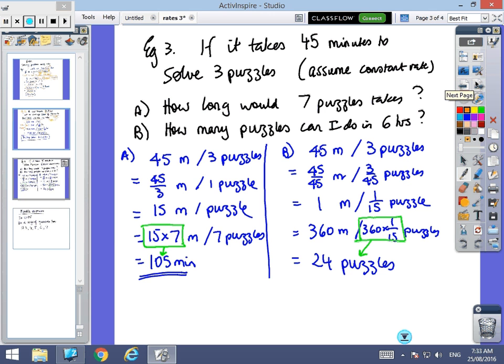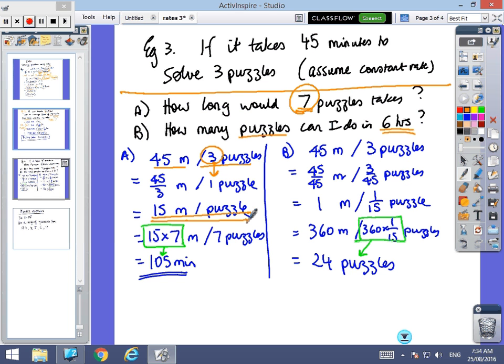Next example, example 3. If it takes 45 minutes to solve 3 puzzles, assuming a constant rate, how long would 7 puzzles take, and how many puzzles can I do in 6 hours? So there are 2 questions. We're trying to find 7 puzzles, but we need to go from 3 puzzles back to 1 puzzle. So 45 minutes in 3 is 15 minutes for each puzzle, and from 1 puzzle to 7 puzzles, we multiply by 7. So I multiply the other side by 7, so the answer would be 105 minutes.